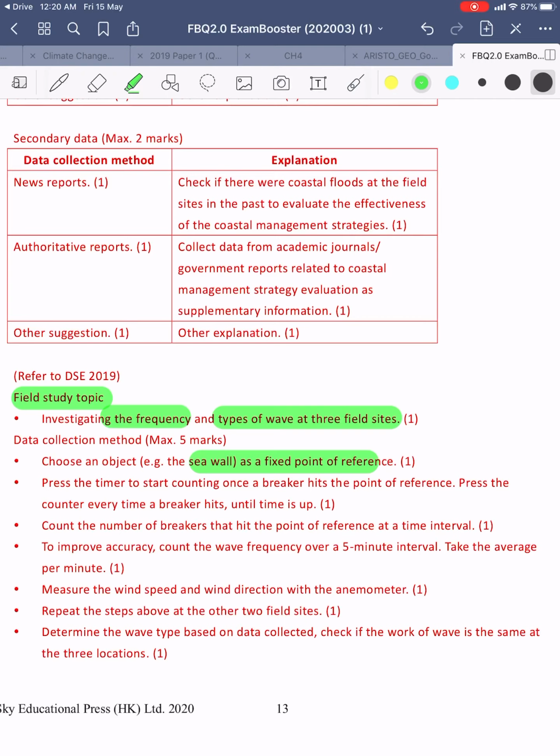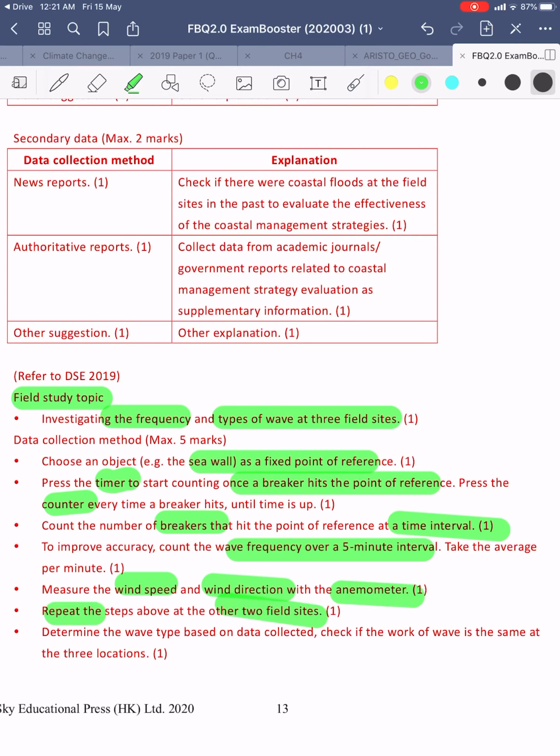Or you have to choose the point and then place the timer and then place the counter every time, and then once a breaker hits the point of reference, okay, till time is up, and then count the time for the breaker. Okay, to improve the accuracy, the wave frequency of over 5 minute interval, we have to increase the sampling size, and then the wind speed and wind direction can be measured by the anemometer. We repeat the step above for another 2 sites. Okay, so we can determine the wave type based on the data collected, and then the work of wave can be found. Okay, so this tool, if you really don't know how to write the last 6 mark question, is a good guidance for you to deal with it.